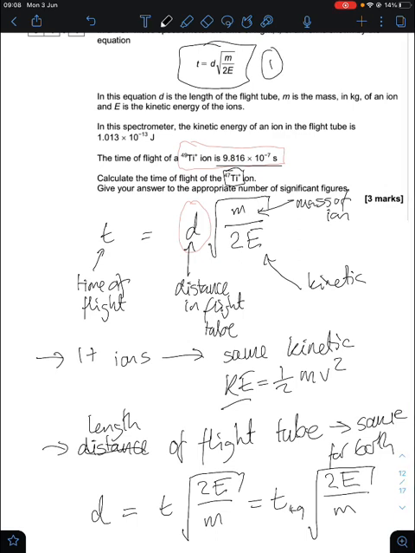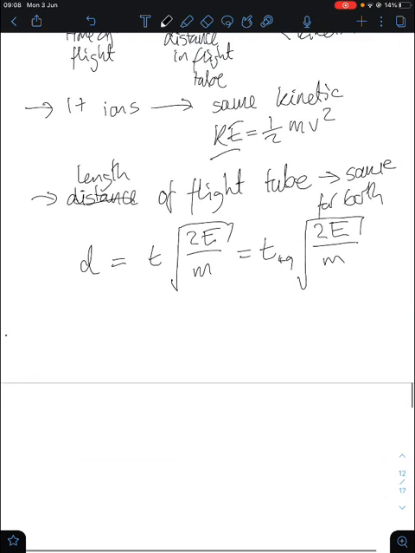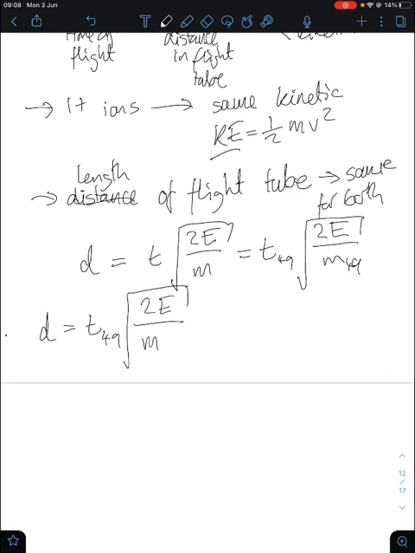I'm going to do it slightly differently. So I'm going to introduce this notation. So I'm going to say that the distance is equal to T49, which means the time of flight for the 49 ion. Okay? And it's going to be times by the square root of the kinetic energy divided by the mass of the 49 ion. Okay. Well, this distance, this flight tube length, is the same for any ion in this mass spectrometer. Every ion is going to travel the same length. So therefore, this length must also equal the time of flight for the 47 ion times by the kinetic energy of the 47 ion divided by the mass of the 47 ion.